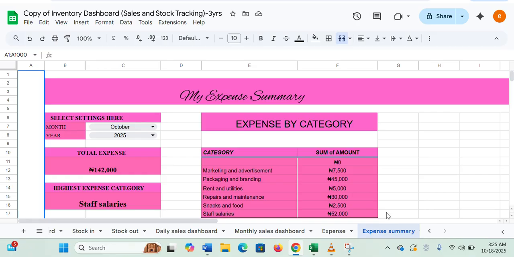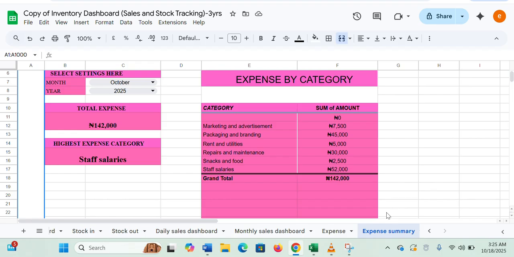No problem. In this dummy sheet, it is showing that in marketing and advertisement, you spent a total of 7,500. In branding and packaging, 45,000. Rent and utilities, 5,000. Repairs and maintenance, 30. Snacks and food, 25. Staff salaries, 52,000. So you are able to keep track as a business owner.